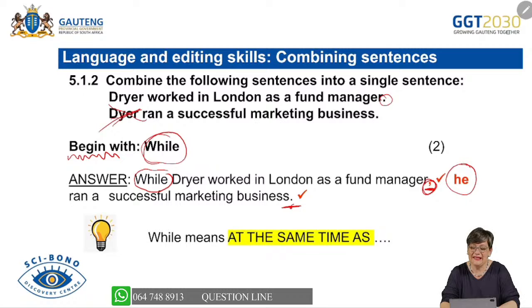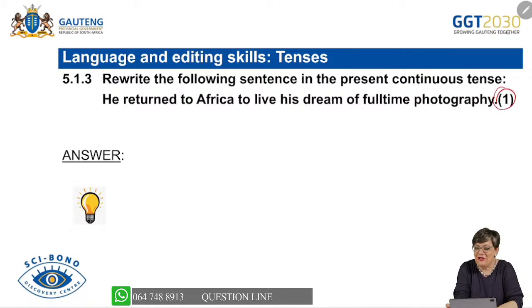Rewrite the sentence in the present continuous tense. The sentence is, he returned to Africa to live his dream of full-time photography. Look here. Look at the mark allocation. That already gives you a clue as to what you have to do. So, rewrite. Now, this is really important. Can you see when it's asked to rewrite, it means you have to rewrite the whole sentence. You have to follow instructions very, very carefully.